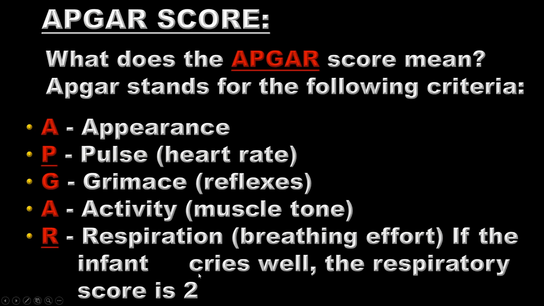Respiration, breathing effort. If the infant cries well, the respiratory score is 2. For the others it is 1, for this it is 2. Therefore the child must cry. If it doesn't cry, it is not a child that has come to life. So the first cry of the child is the incontrovertible moment. At least from now on, we can ask the nurses and the doctor attending the delivery to note the time when the cry of the child can be heard.